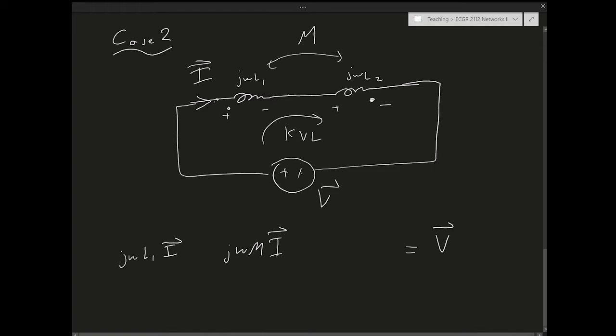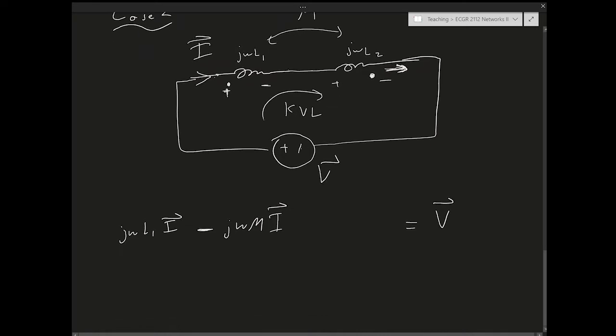Now I want to determine the sign. What would the sign be here? Well, let's check. I is leaving the dot, right, in the secondary coil. So that tells me that this is going to be negative, right? But I'm not done yet. On the primary coil, I need to check the polarity of the voltage with respect to the polarity of the dot. The polarity matches, so this remains negative. So I'm done with the first coil.